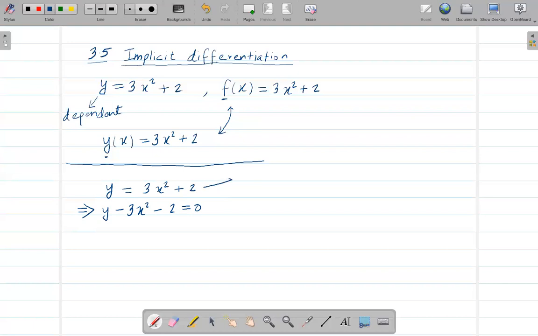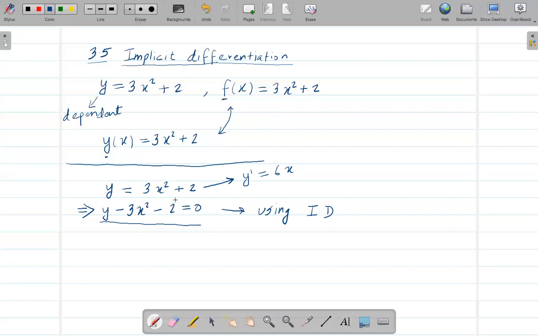So let's say if I use a method we have learned to find the derivative of this first function, I can say that y prime is equal to 6x, right? Now, like I said, these two are the same function. So now I can also find the derivative of this function here using the implicit derivative, or let me just write ID, which means implicit differentiation. All right.